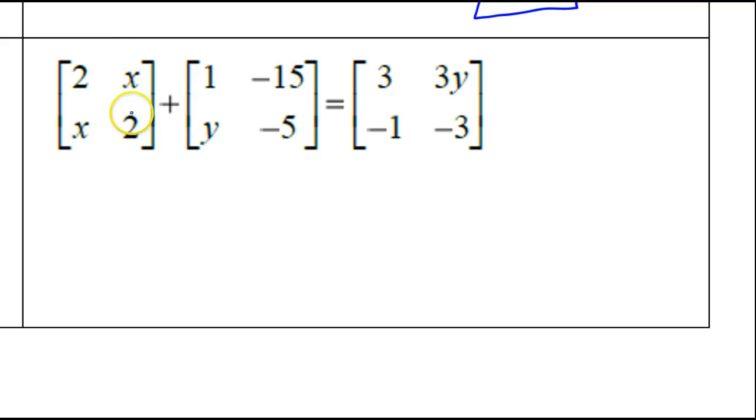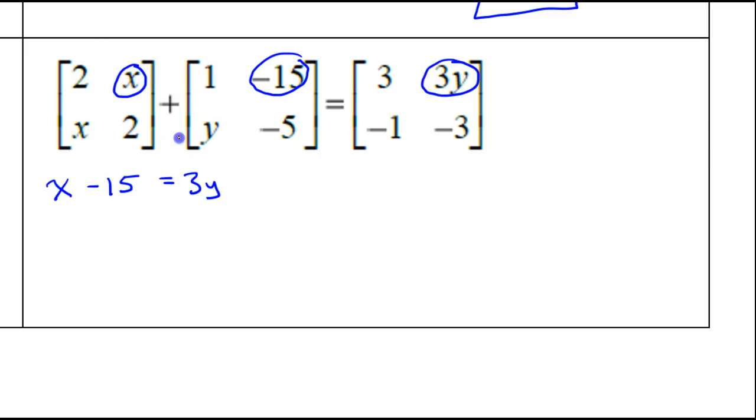This time I have the sum of two matrices, which equal a third matrix. So if I want to find an equation that I can set up, I'm going to do this plus this and set it equal to this. That's going to give me an equation. So that gives me the equation x plus negative 15, or simply x minus 15, is equal to 3y. So that is one equation.